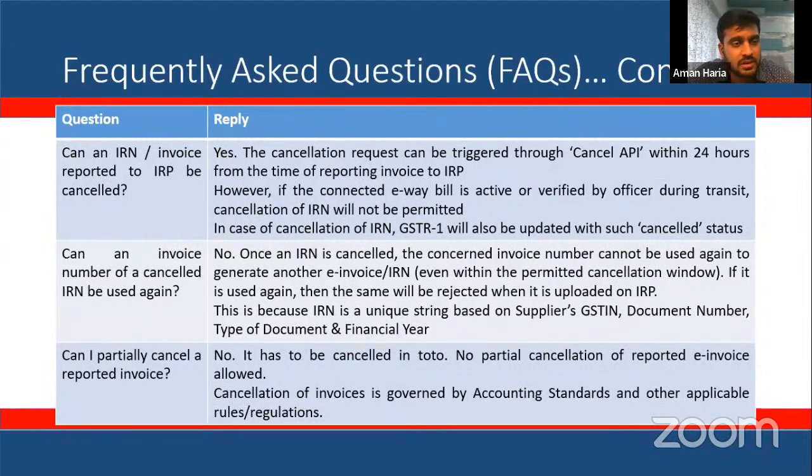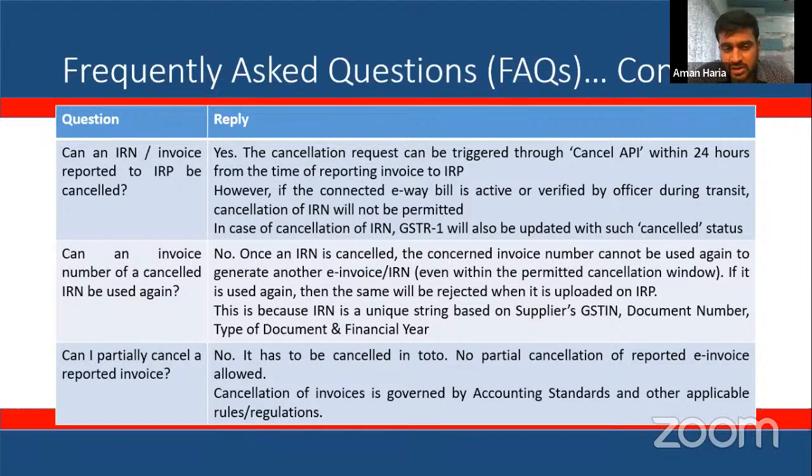Moving ahead, can an invoice reported to the IRP with an IRN be cancelled? So yes, cancellation is provided, but this cancellation feature is enabled only up to 24 hours, as we discussed. Also, if the e-way bill is generated using this invoice for which IRN is generated, which is active or verified, even then cancellation of IRN will not be permitted.